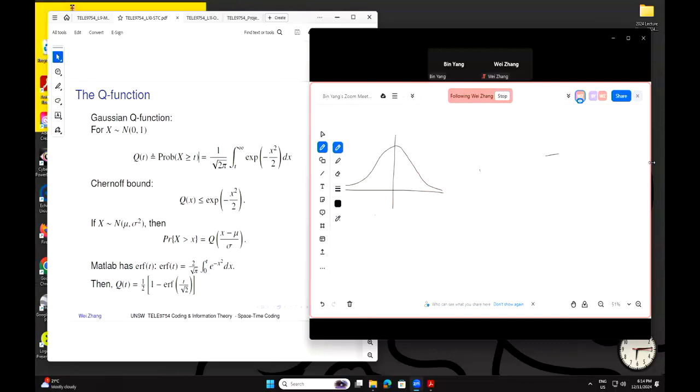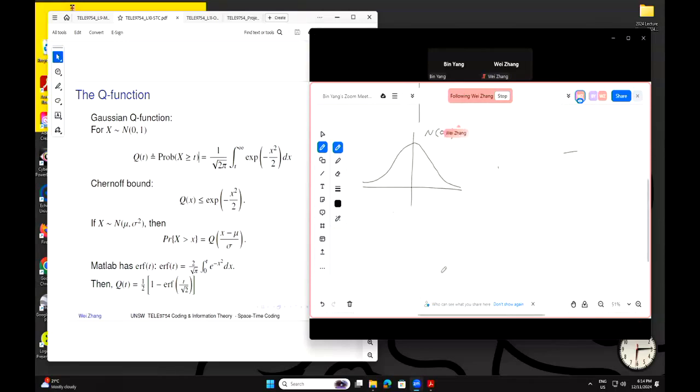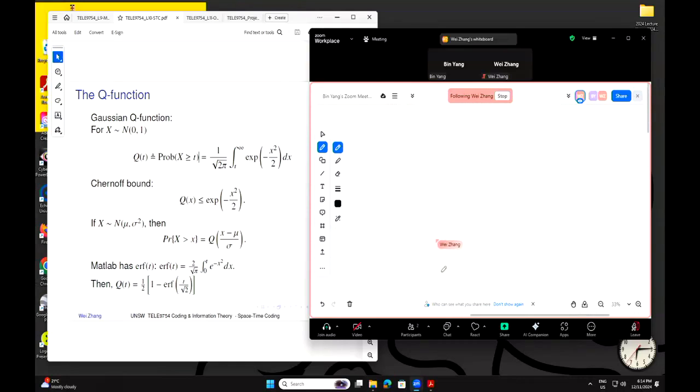We have the Gaussian. Let me move around. Okay, so this is the Gaussian random variable with zero mean and unit variance, and this is the X random variable. Oh, what happened? Let me add a new page.